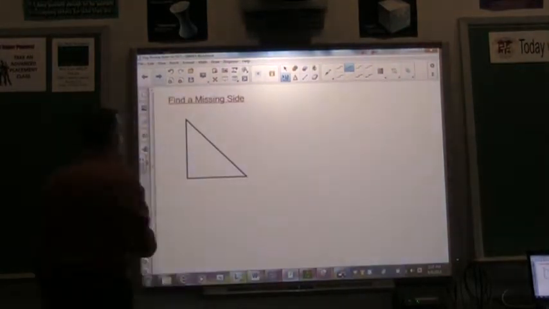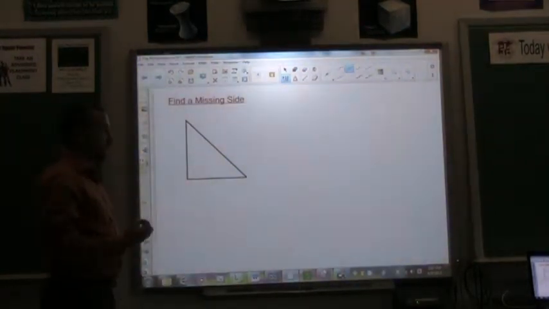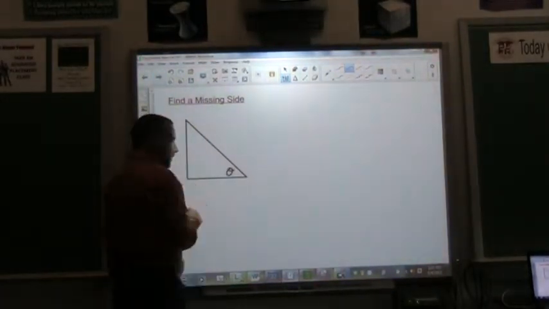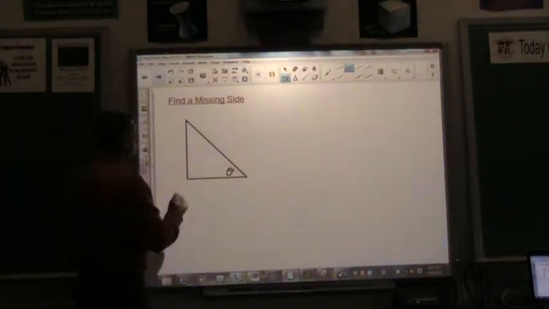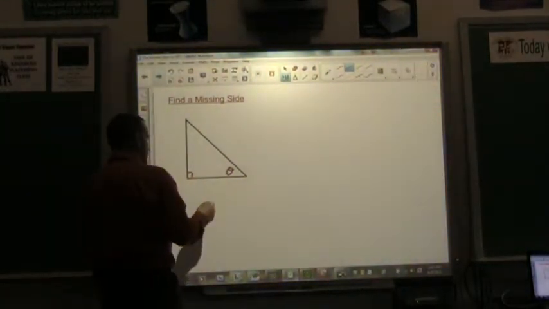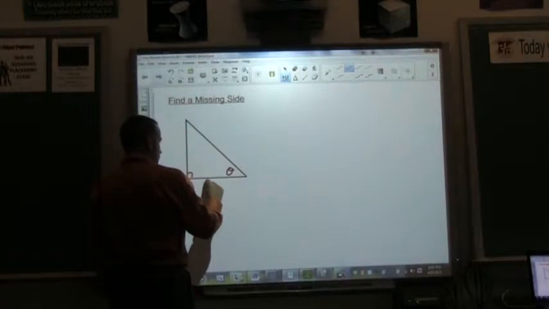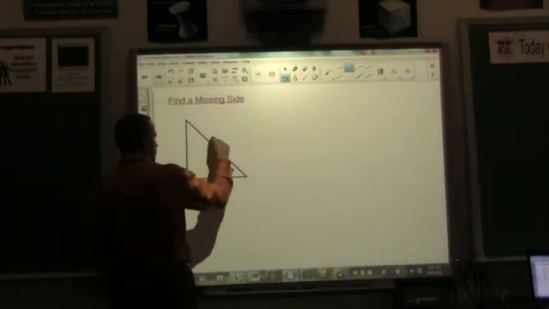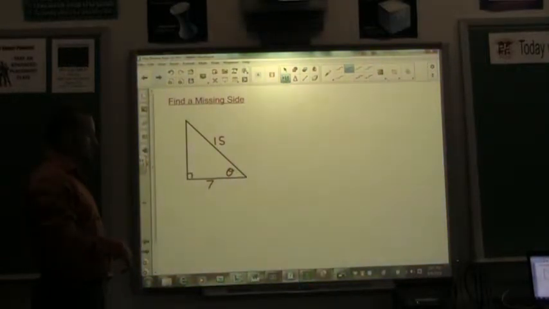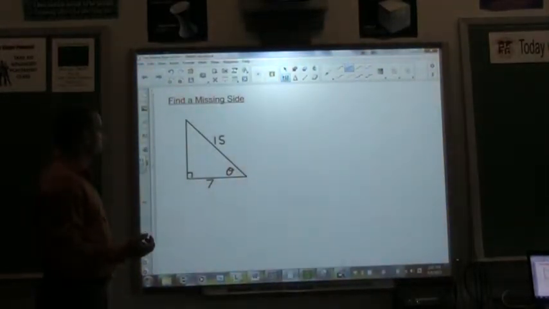Now, let's do a missing side. So let's put a reference angle down here. Obviously this is my 90. And let's call it a 7 here and maybe a 15 up here. And I want to know, oh sorry.